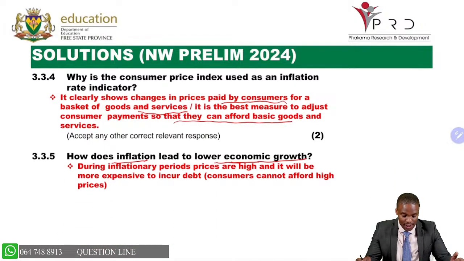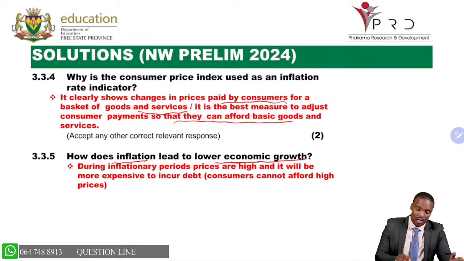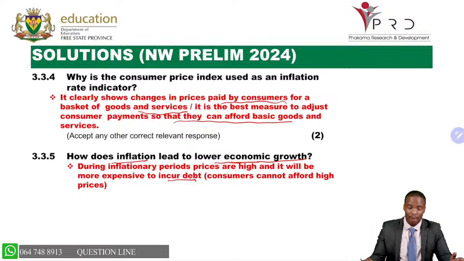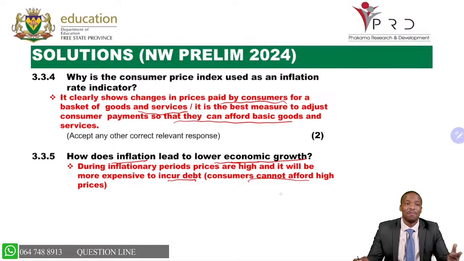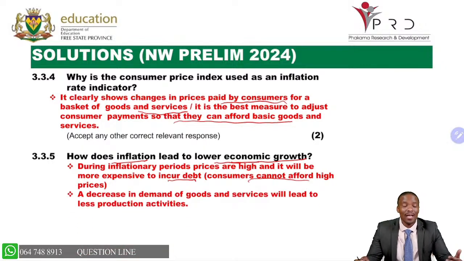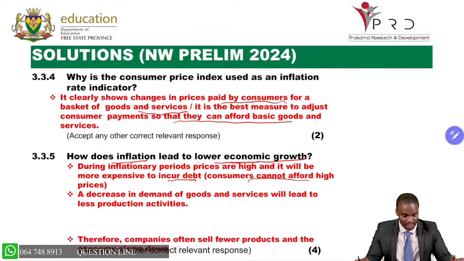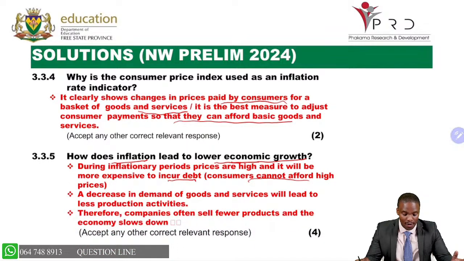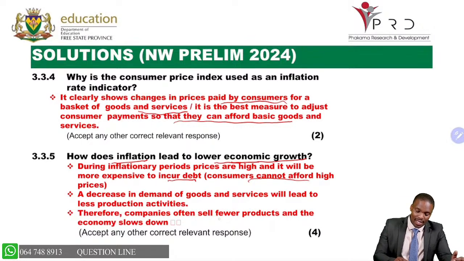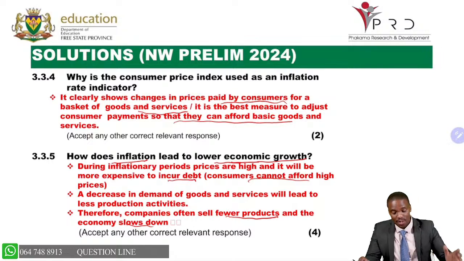During inflationary periods, prices are high and it will be more expensive to incur a debt or to even borrow money. What are we saying? Consumers cannot afford higher prices because inflation is high. A decrease in demand for goods and services will also lead to less production activities and employment. On the other side, companies, therefore, often sell few of their products and slow down. So these are the possible answers that we are saying we should have there.